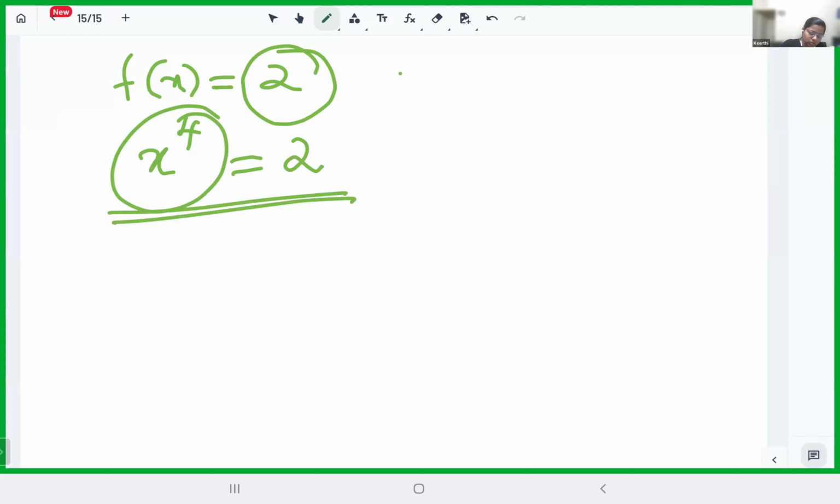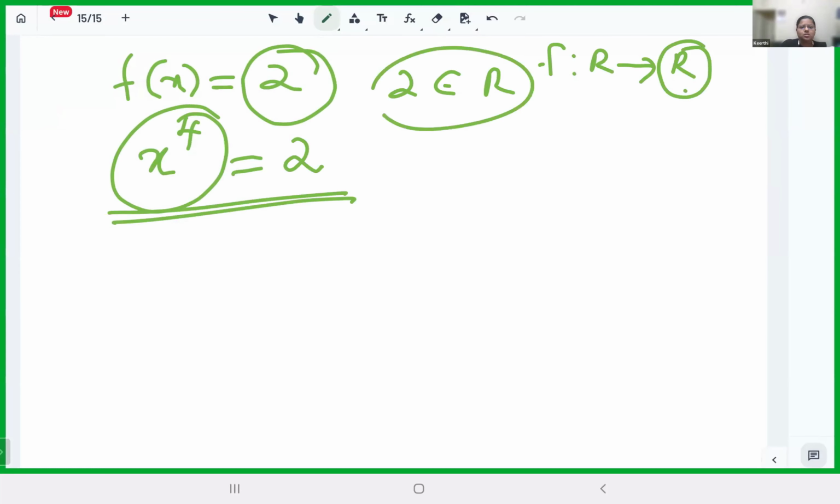And we know that 2 belongs to R. Right, f is defined from R to R, which means R has the element 2, but 2 has no pre-image, which means it is not onto. It is not onto. All right. Now, there is another function also, similar type of question they may ask.